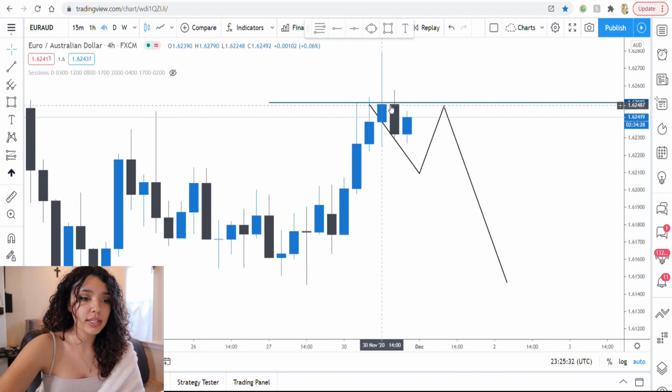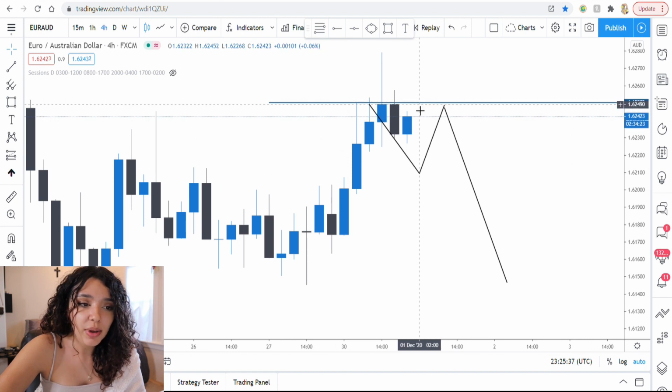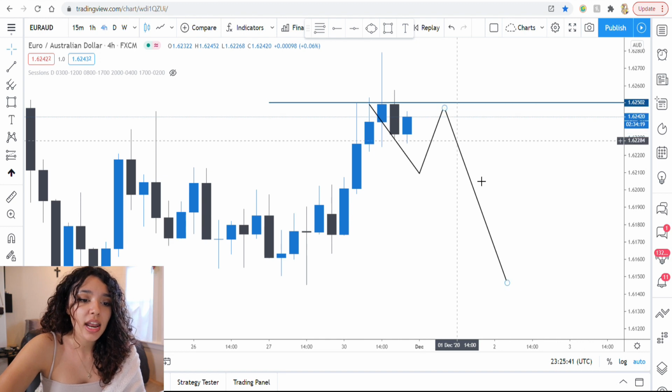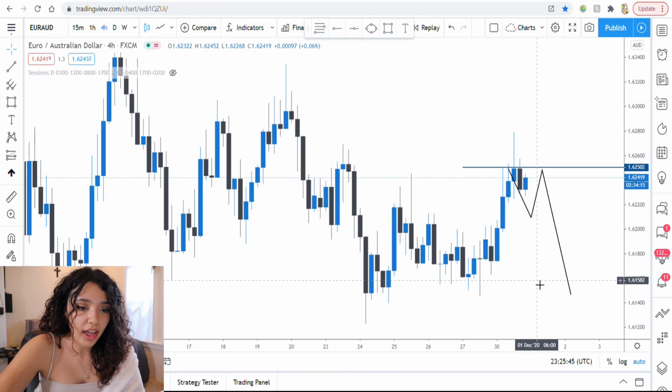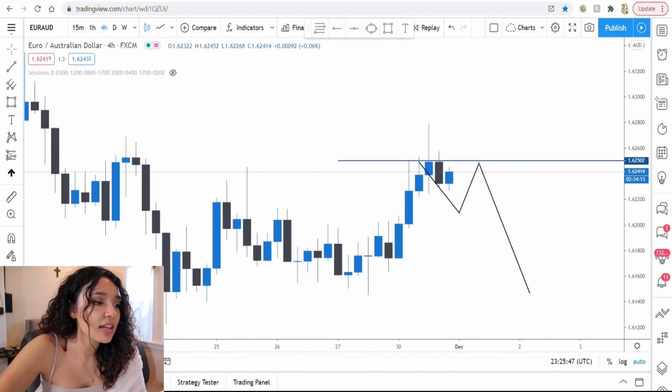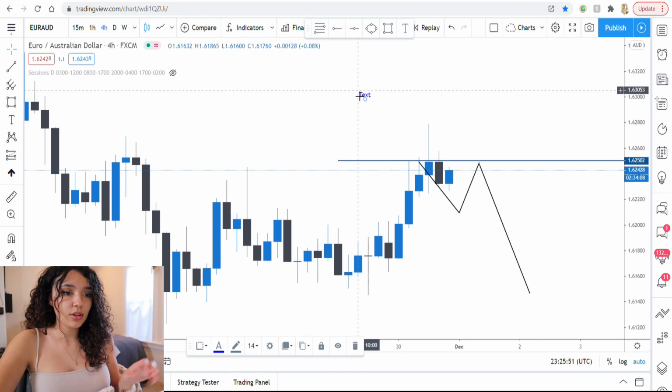So a double top is when price hits, it pulls back, it hits again in roughly the same area. It might hit up here, it might hit a little lower, and then it trades down to continue the downward pattern that we have been seeing. So that is the first thing that we're looking for, is a double top. So let me just write that.